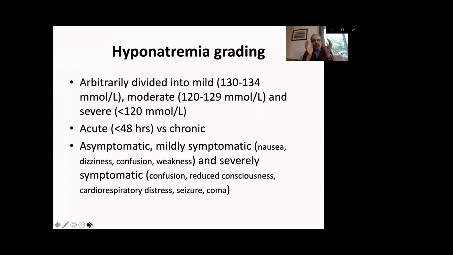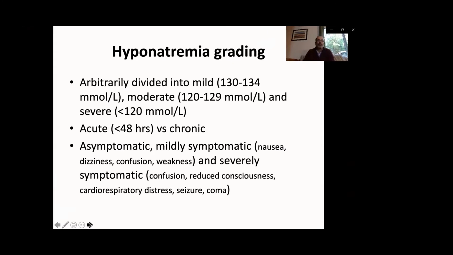It's arbitrarily graded into various categories, either mild, moderate, and severe, based on sodium level, which is 130 to 134 in mild, 120 to 129 moderate, and less than 120 severe. Or it can be divided on the basis of acute versus chronic, where less than 48 hours would be acute. Or more importantly, as asymptomatic versus mildly symptomatic and severely symptomatic. And I think that's probably a much better classification when it comes to your treatment.